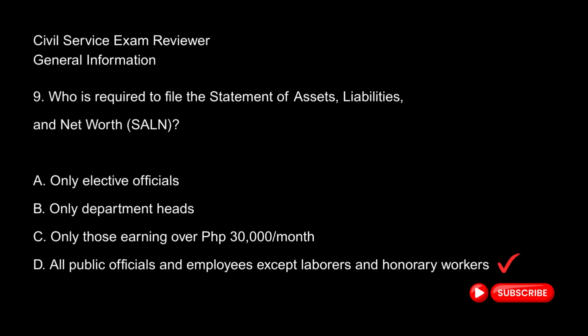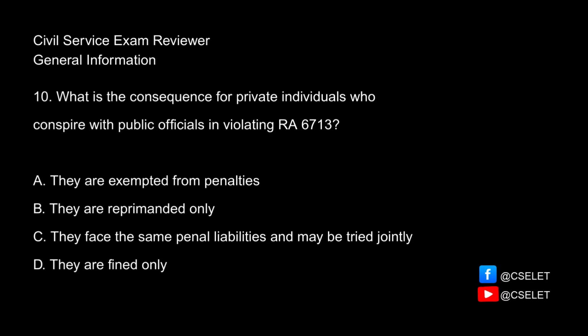The correct answer is letter D. All public officials and employees except laborers and honorary workers. What is the consequence for private individuals who conspire with public officials in violating RA 6713? A. They are exempted from penalties. B. They are reprimanded only. C. They face the same penal liabilities and may be tried jointly. D. They are fined only.